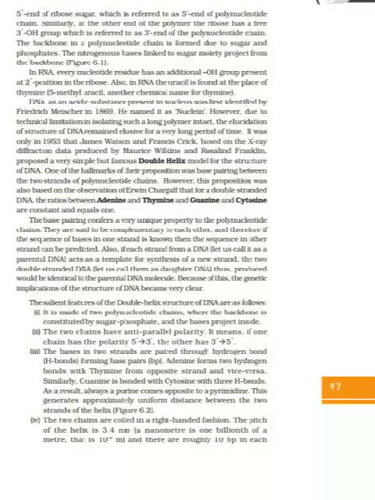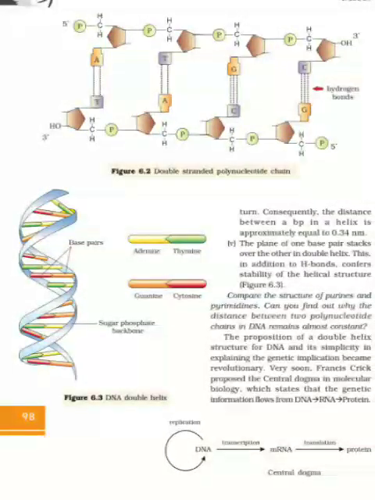4. The two chains are coiled in a right-handed fashion. The pitch of the helix is 3.4 nanometer. A nanometer is 1 billionth of a meter, that is 10 to the power minus 9 meter, and there are roughly 10 base pairs in each turn. Consequently, the distance between a base pair in a helix is approximately equal to 0.34 nanometer.